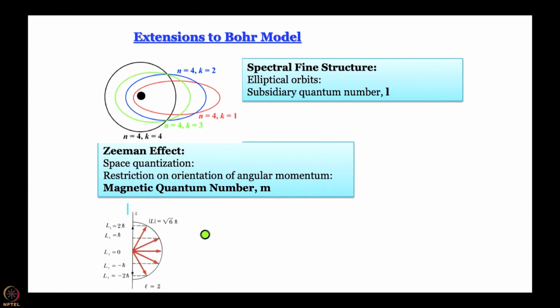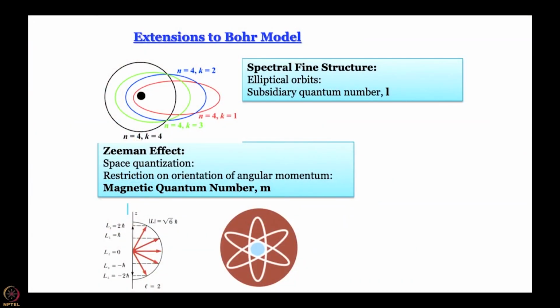So, actually m stands for z component of angular momentum even in the Bohr model. Later on what we will see is that we are going to forsake the orbits, but we are going to retain the angular momentum vector and its specific orientations that it can take up. So, that led to a third quantum number, the magnetic quantum number m.